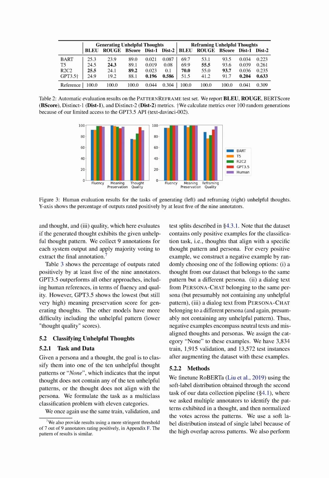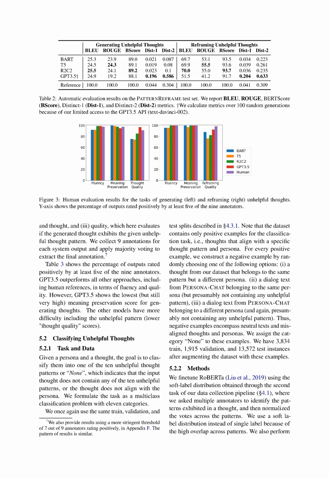The results show that GPT 3.5 outperforms all other approaches in terms of fluency and quality. However, GPT 3.5 has the lowest score for meaning preservation. The other models struggle more with including the unhelpful pattern, resulting in lower thought quality scores.